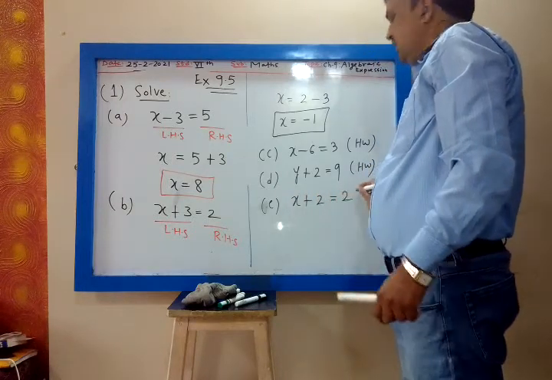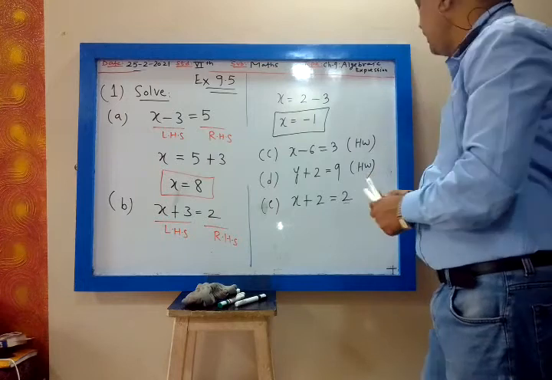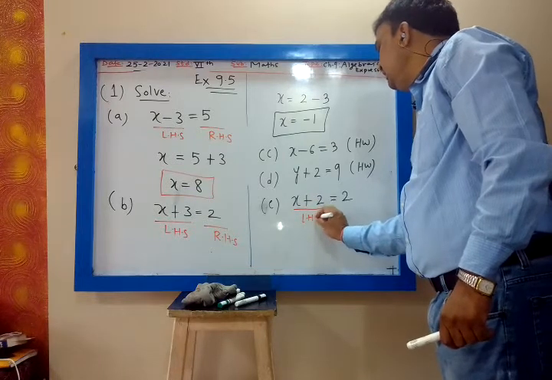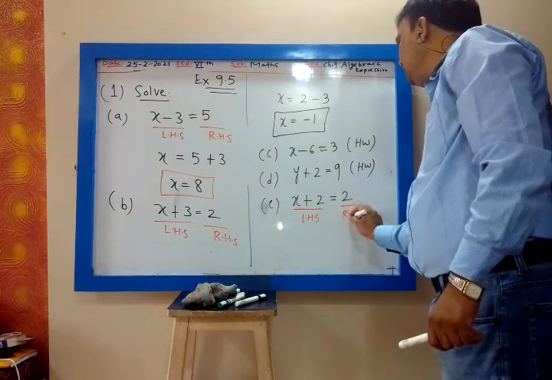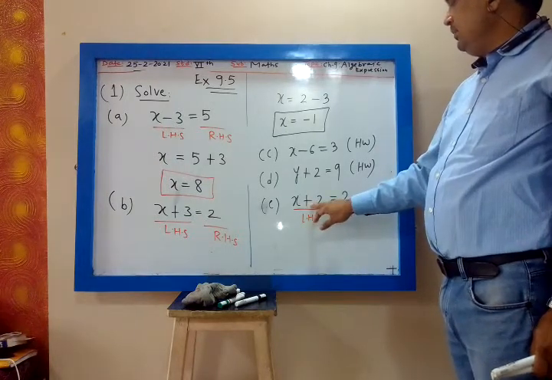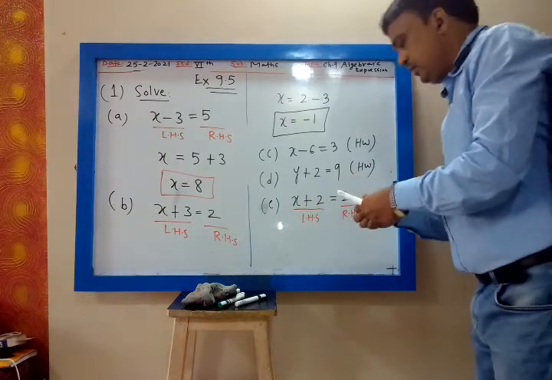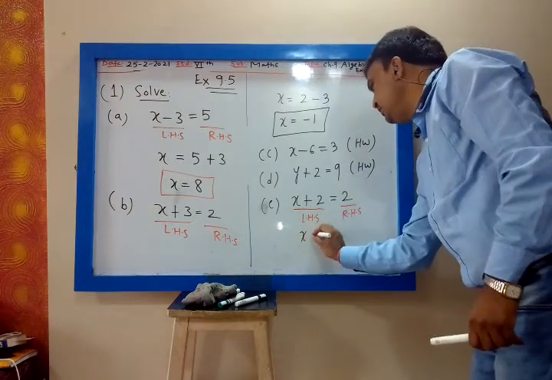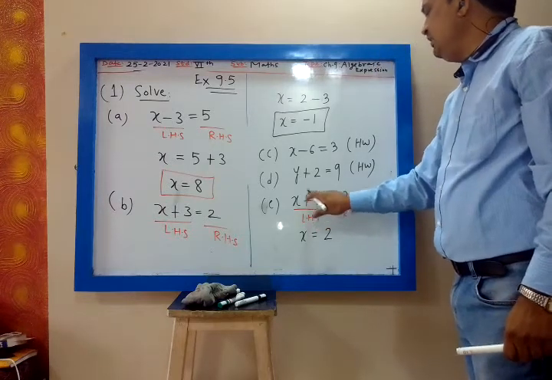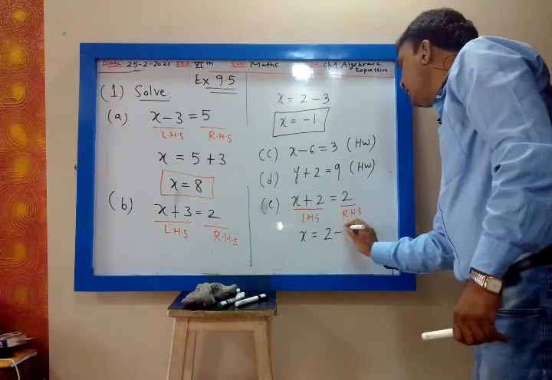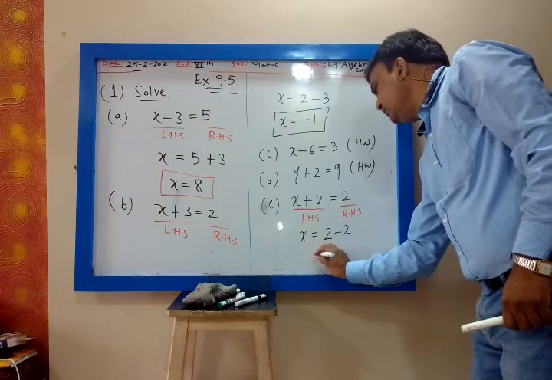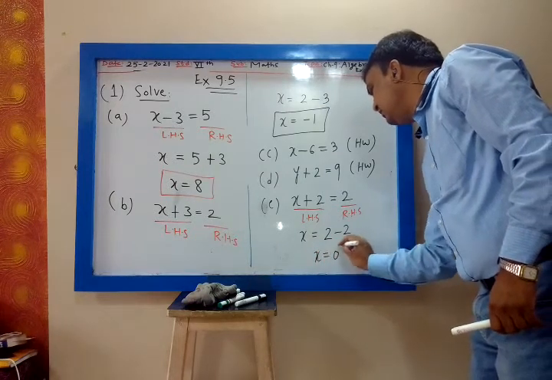Let us solve this. x plus 2 is equal to 2. Now this is my left hand side, and this is my right hand side. This plus 2 on the left hand side, you take it to the right hand side. So x is equal to 2 on the right hand side as it is. Now this plus 2 I will take to the right hand side, it becomes minus 2. So what is 2 minus 2? 0. So the answer is x is equal to 0.